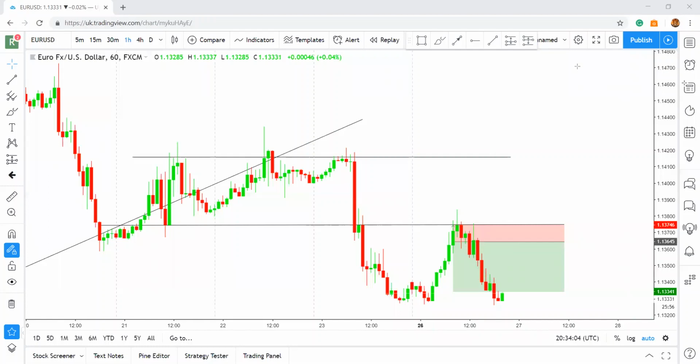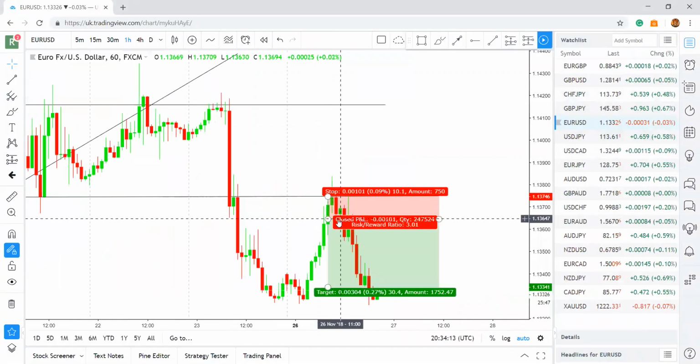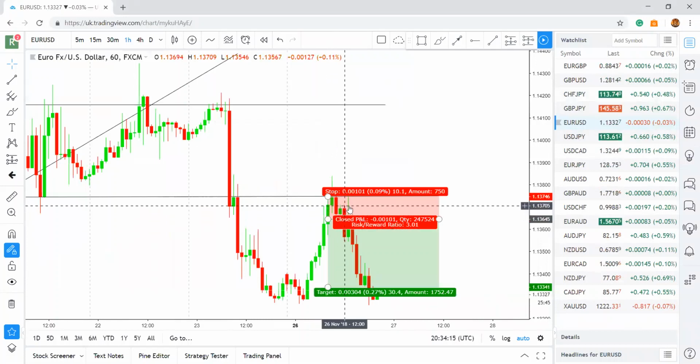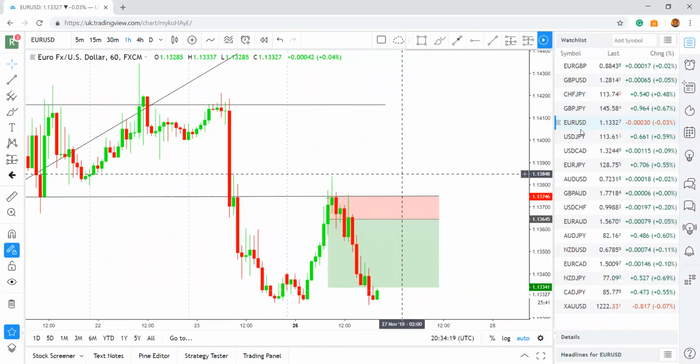So another great trading opportunity on Euro USD. Be mindful of this, guys. We are now at 2-2, so a small loss here based on this wick, but of course, call it a little stop hunt there. Never mind. Let's have a look at another pair.